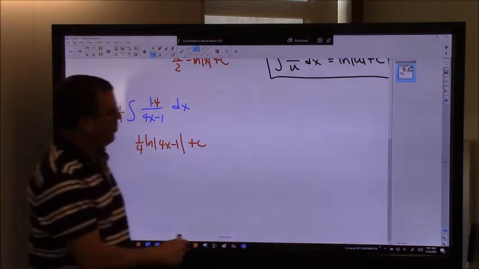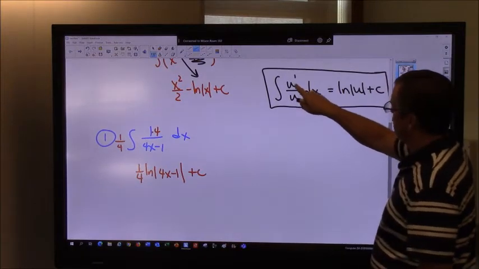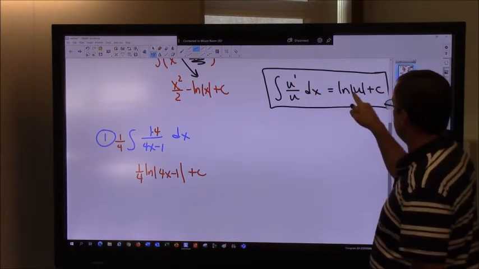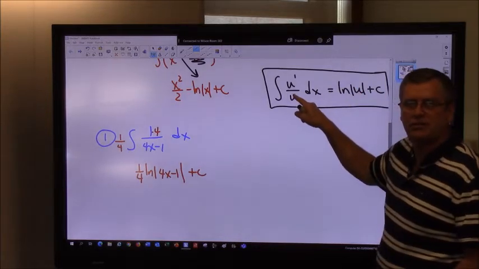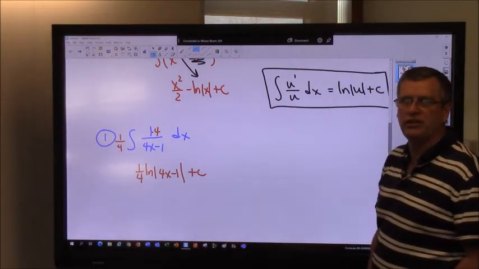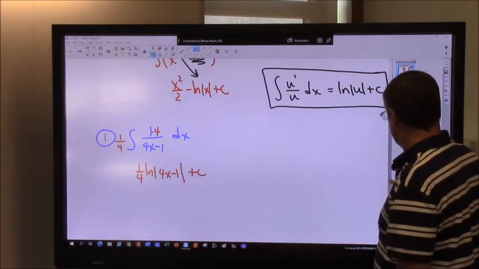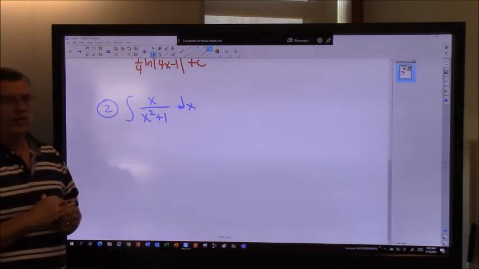Remember, all we're looking for is, can I get the derivative of the denominator written up here? If I can, then the answer is the natural log absolute value of that denominator. That's what we're looking for. If we can make it happen, these can be really quick, easy problems. Okay, let me get you guys one to try. Go ahead and try this one.